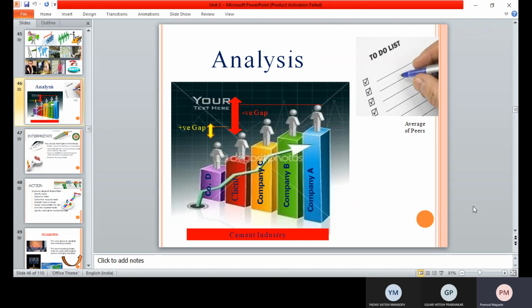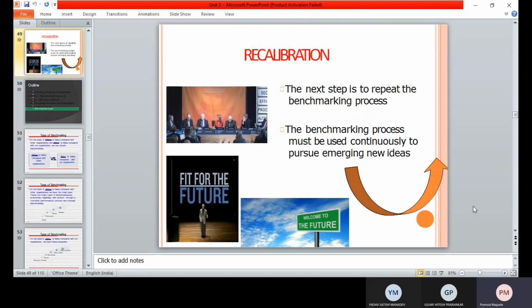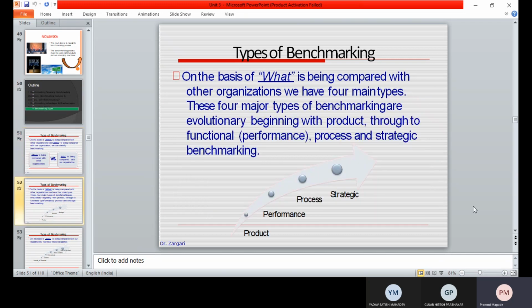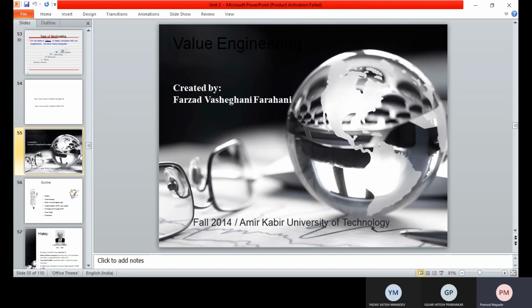Then analysis: it means why the company should be at the top and what gap we need to find out. So interpretation is also required. Then action, of course, what steps we need to take. Recalibration is also required, through which we can go for the next step. And these are the types, what and how or who, through which we can develop the product by the process that we call benchmarking. These are the two links I have given, you can watch whenever I share this PPT. After that, the second parameter of this chapter, third unit, is related to value engineering.